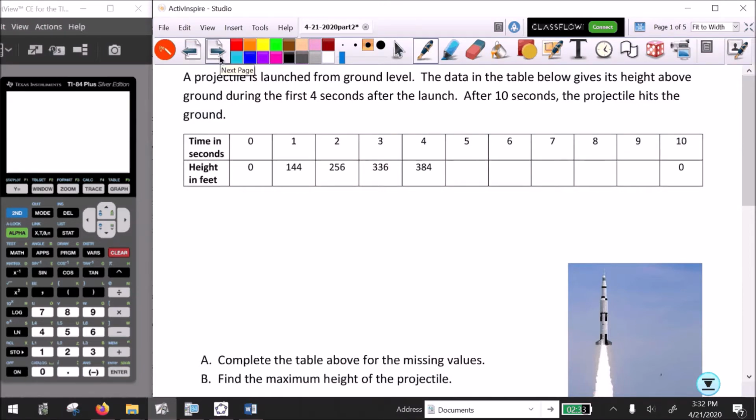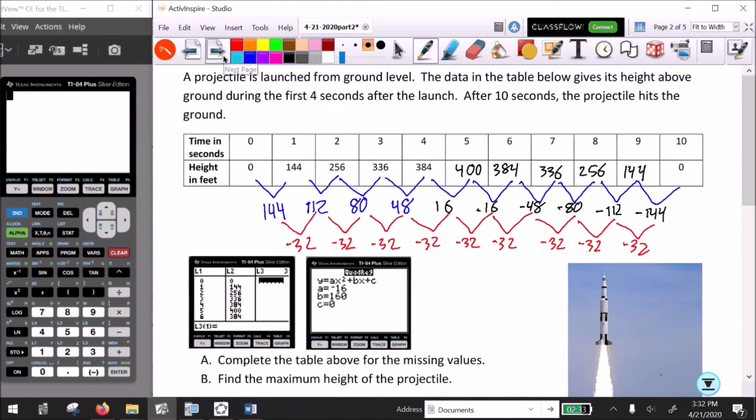It looks like the projectile started out at 0 feet, then a second later it was at 144 feet, then 256 feet, 336, 384. We looked for a pattern in there by exploring it with constant differences. From that pattern, we were able to deduce the remaining missing numbers, and then we typed this information into our calculator and used the calculator's quadratic regression feature to get this equation here.